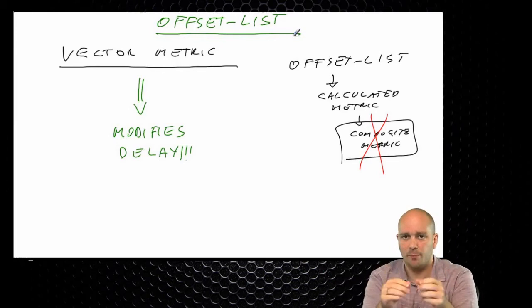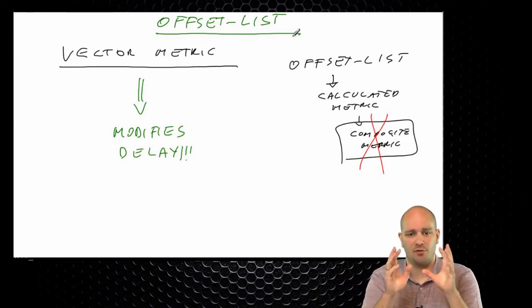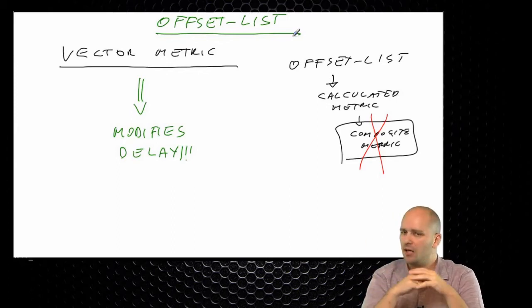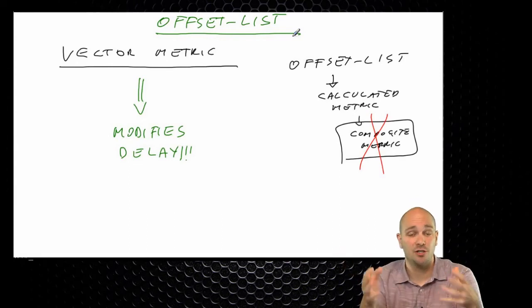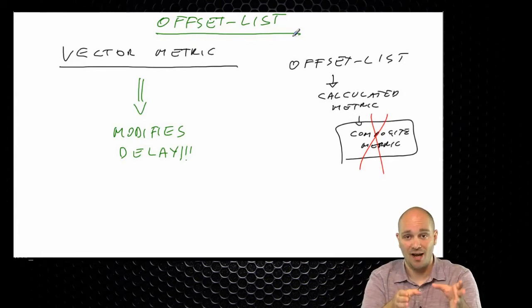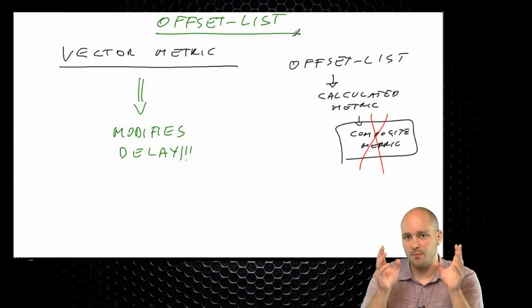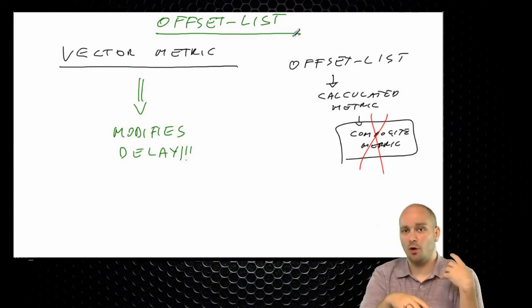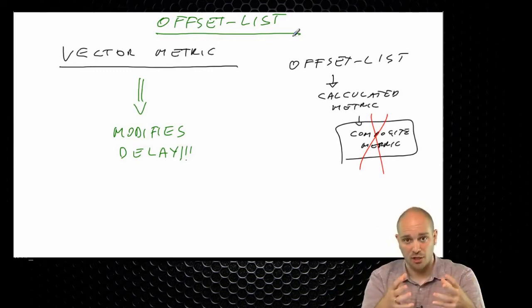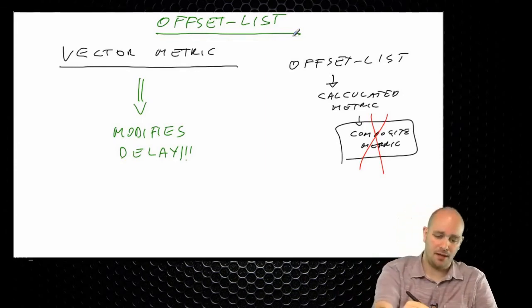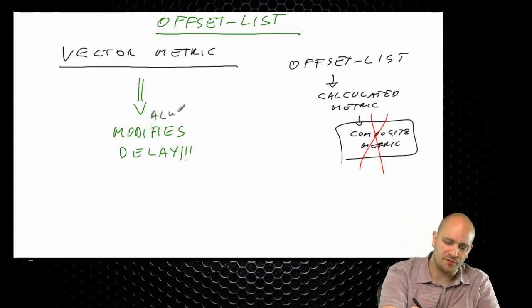Now, be careful there, because the task might say, make sure that the router is preferring this path over this path, but do not modify delay on any interface. Now, in that case, using offset list is a perfectly fine thing to do, because you're not actually changing the delay on any interface. You're changing the delay for a particular route or subset of routes. But it's important to understand that offset list always modifies the delay.